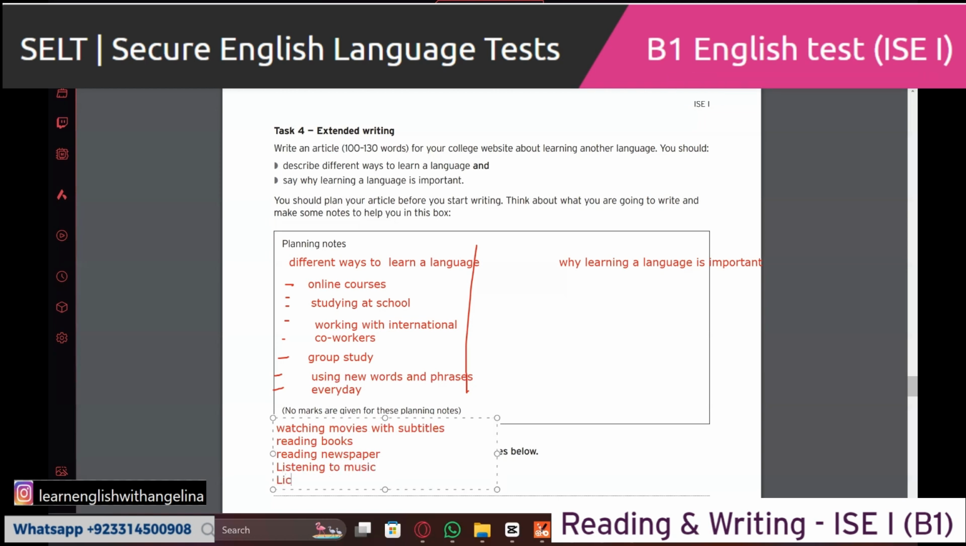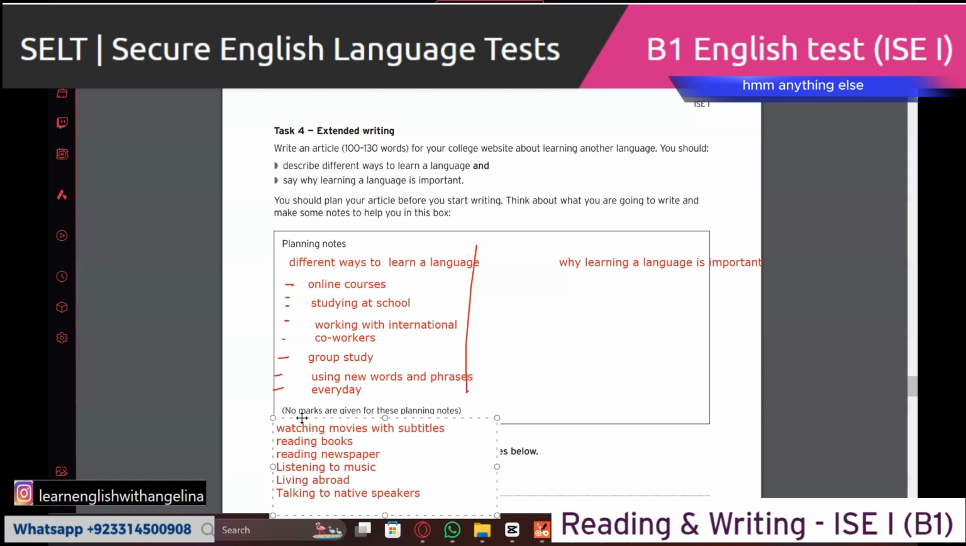Living abroad. Talking to native speakers, right? More. Anything else? I think this would be enough to complete it, right? If you still want to add more, think about it.